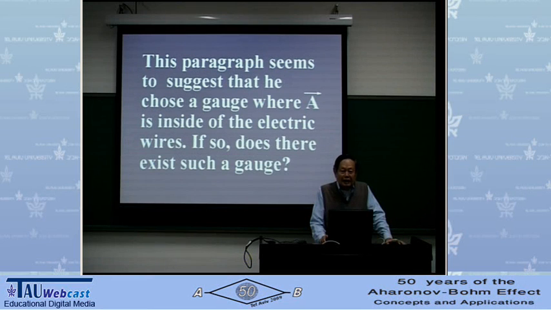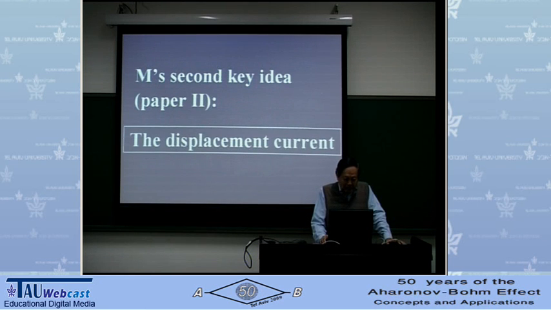Be that as it may, it is clear that the vector potential being identical to Faraday's idea of the electrotonic state was Maxwell's great first discovery in his paper 1. Then in his second paper, the key idea was the displacement current. This has been well discussed in recent literature.